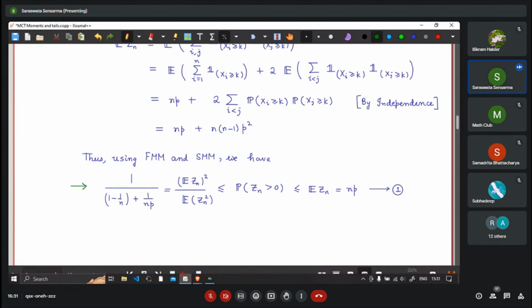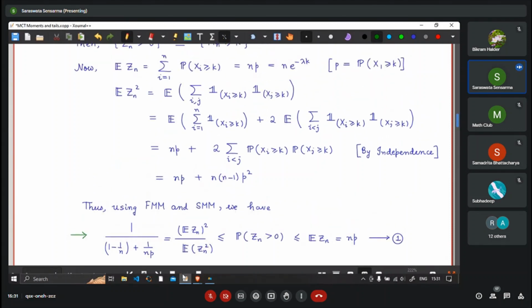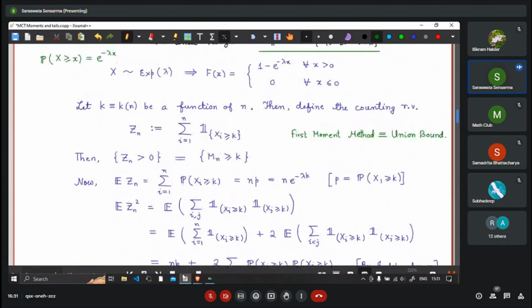Is that expectation of Zn square by the first moment square by the second moment, that's less than the probability of Zn being positive, that's less than expectation Zn. Put those two values, I've just simplified it. Now, here's the question. What was our original question to begin with?